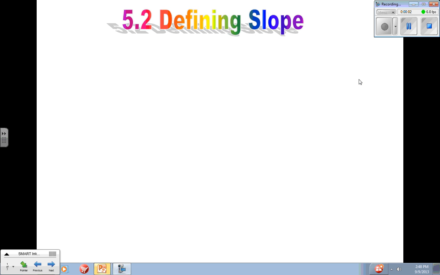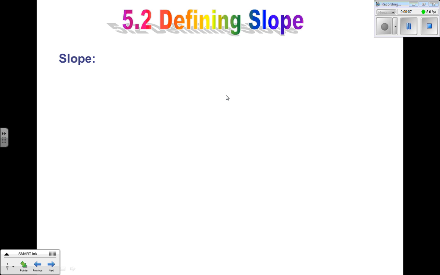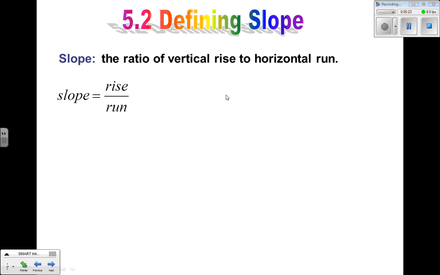Today we're going to do the lesson for 5.2, defining slope. First we have to find the definition, so I want you to put the video on pause and take out your textbook and write down the definition of slope. You'll see that it is the ratio of vertical rise to horizontal run. Last year you did write down this formula: slope equals rise over run.